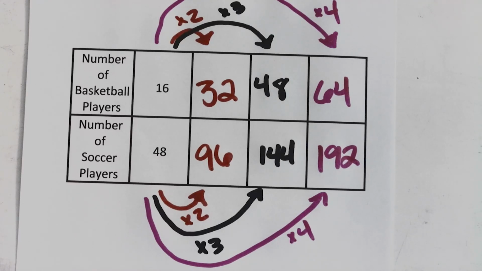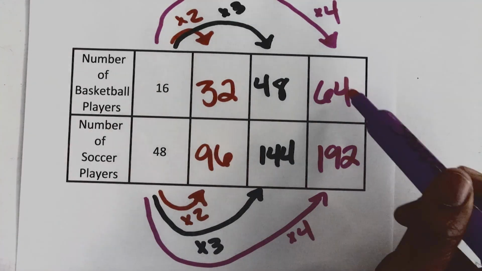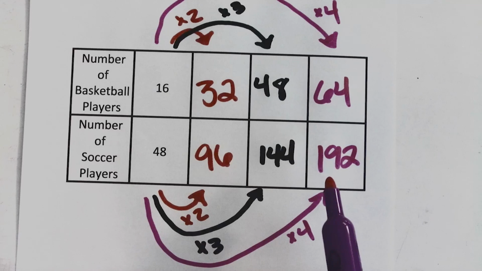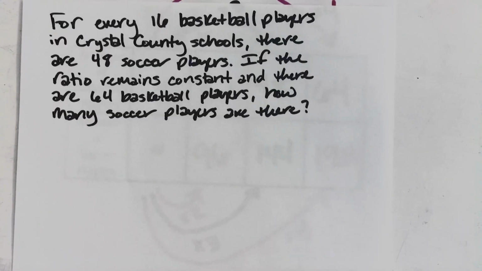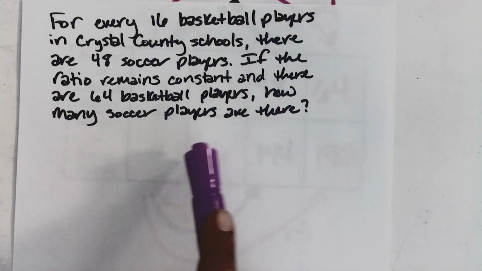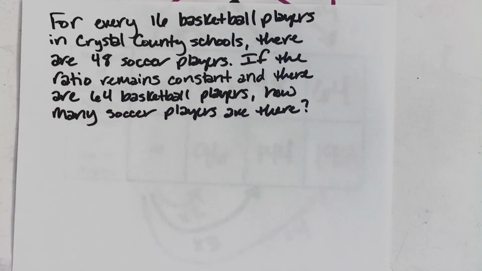Good. So what is this table telling us? Yes, when we have 64 basketball players, we have 192 soccer players. Now, does that answer our question? Yes, it does, because the original question was, how many soccer players are there if we have 64 basketball players?